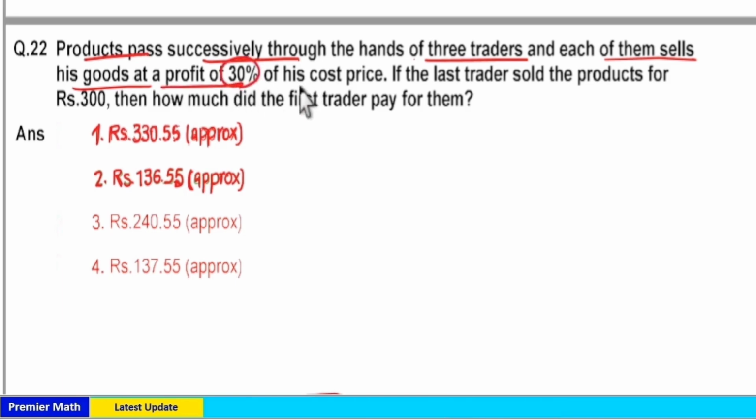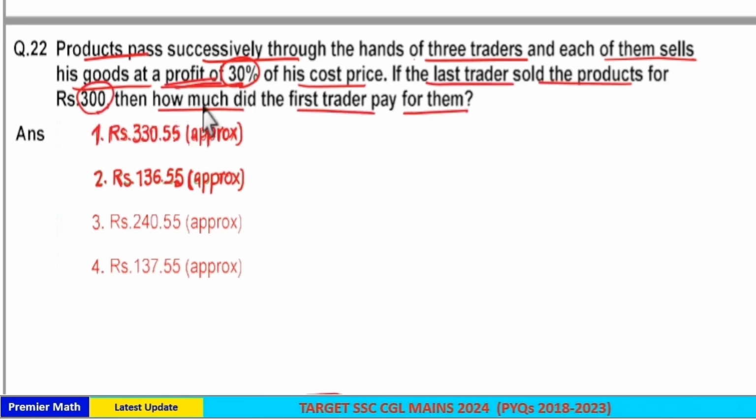A product passed successively through hands of 3 traders and each of them sells his goods at a profit of 30% of his cost price. If the last trader sold the product for rupees 300, then how much did the first trader pay for them? Here profit is same for 3 cases. Then you can solve this question in 2 methods. First I will explain you the short tricks, then I will explain you the concept behind it.